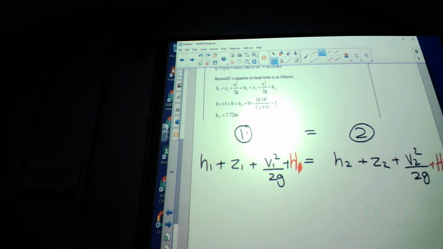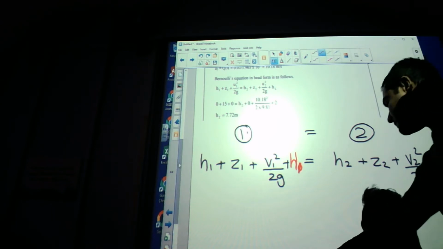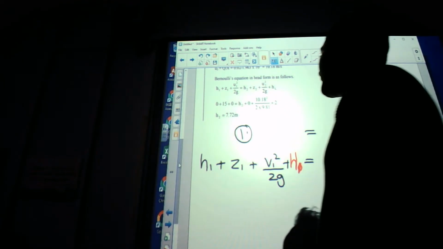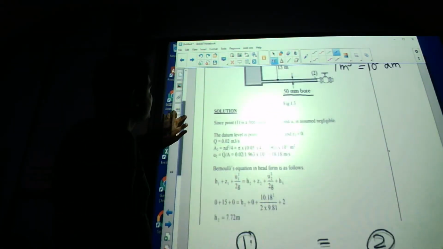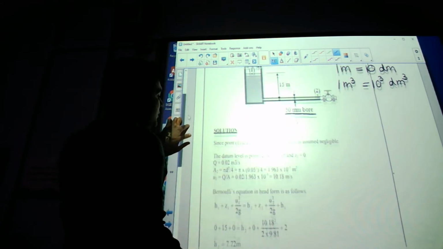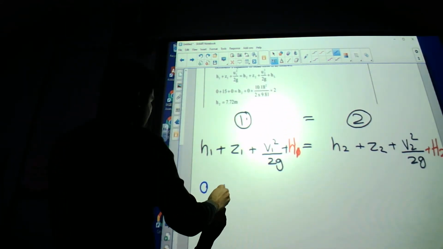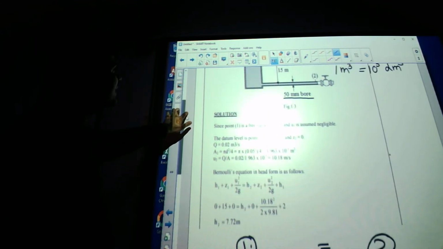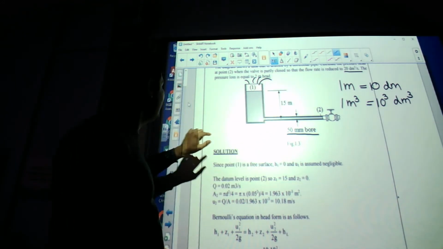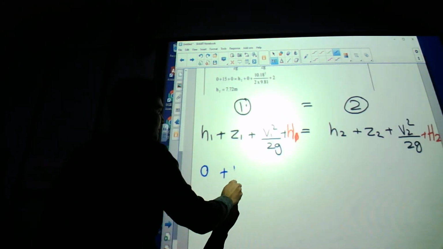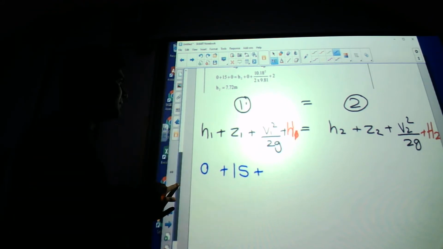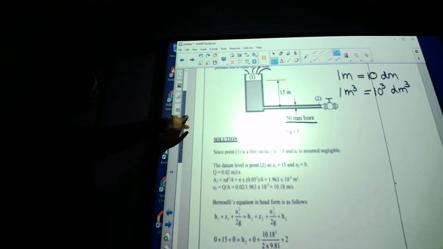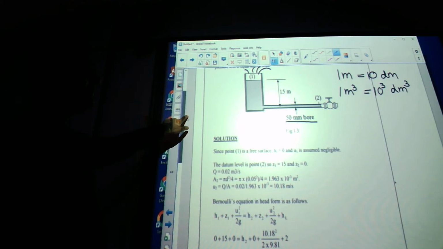Now let's put the values in and find the answer straight from this question. Okay. According to the question, H1 is 0. So I put 0. Z1 is the height. Z1 from here to here, the height, which is 15. Okay, done. Now let's see. Do I have the velocity? I don't have V2, the velocity. I don't have the velocity, so I ignore that one for a while.